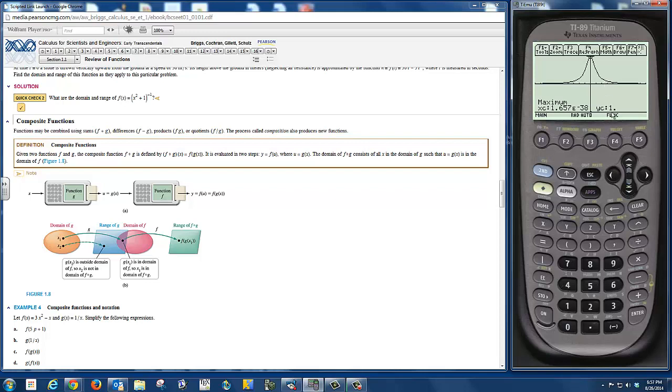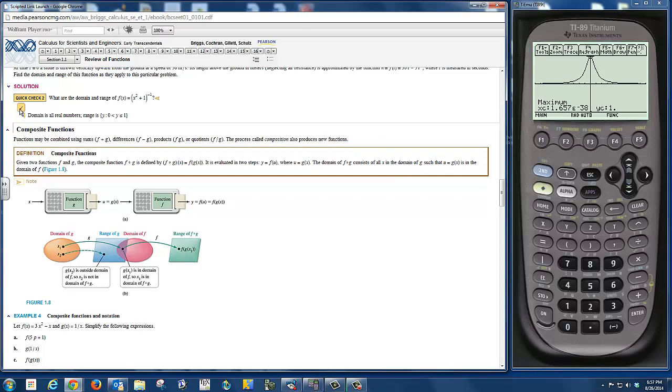And it looks like our maximum is indeed 1. Now notice here it says that occurs when x is 1.657 times 10 to the minus 38. For all practical purposes, that is indeed 0. So it looks like the range goes from 0 to 1. Now notice, though, it comes in at 0 asymptotically. So the range would be 0 to 1, including 1, but not including 0.